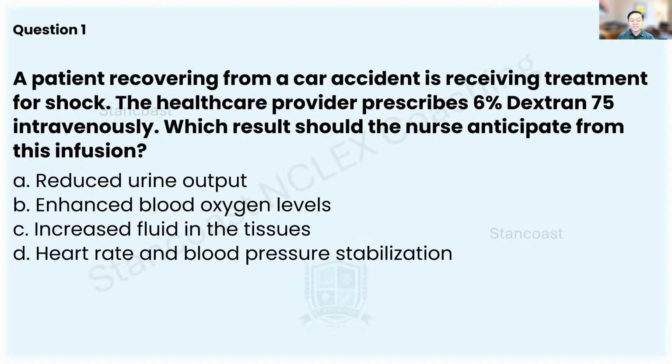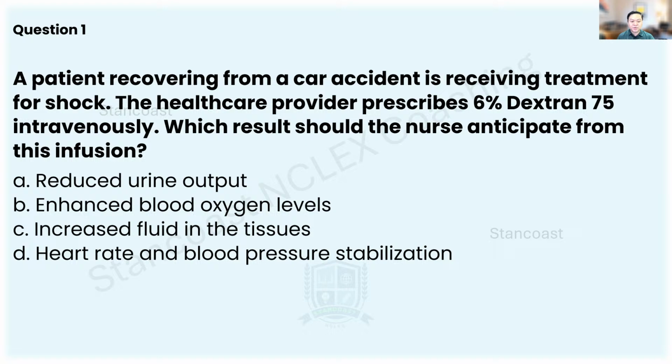We have our test number 1. A patient recovering from a car accident is receiving treatment for shock, and the healthcare provider prescribes 6% dextran 75 intravenously. Which result should the nurse anticipate from this infusion? Is it A, reduced urine output, B, enhanced blood oxygen levels, C, increase fluid in the tissues, D, heart rate and blood pressure stabilization?